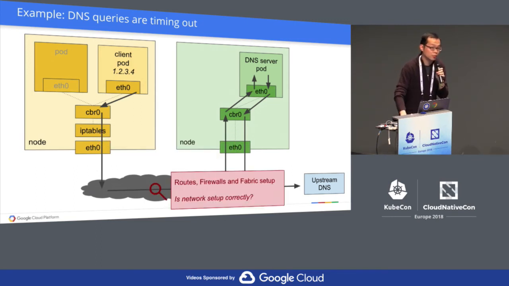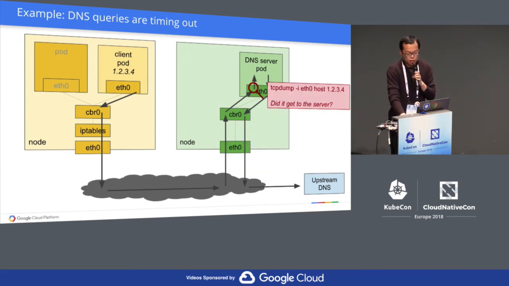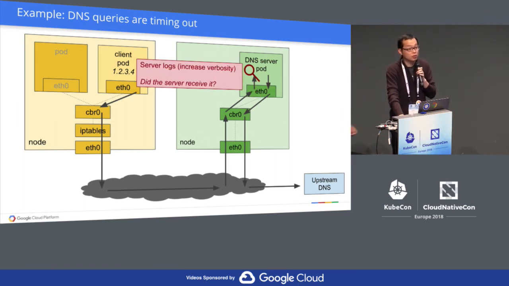And when the packet goes on to the network fabric, then it's the typical stuff to look at on your network fabric, where you need to look at routes, if you are using an overlay, whether the overlay is functioning correctly, your firewalls, and all the other stuff. And then on the destination node, check on the ETH0 to see if the destination node actually accepts the traffic. And then finally in the DNS pod, see if the requests are actually coming from the client pod. The server logs can tell you whether the server is actually receiving it and how it's getting processed.